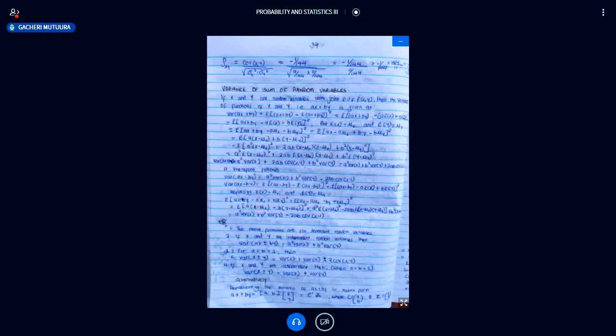Alternatively, we can have it in the format of a matrix. So in matrix form, if I'm given a function, say ax plus by, I can write it in matrix form as the row matrix (a, b) times the column matrix (x, y), so that if I solve this matrix, I'm going to have ax plus by. So I can put it in matrix form in that format.